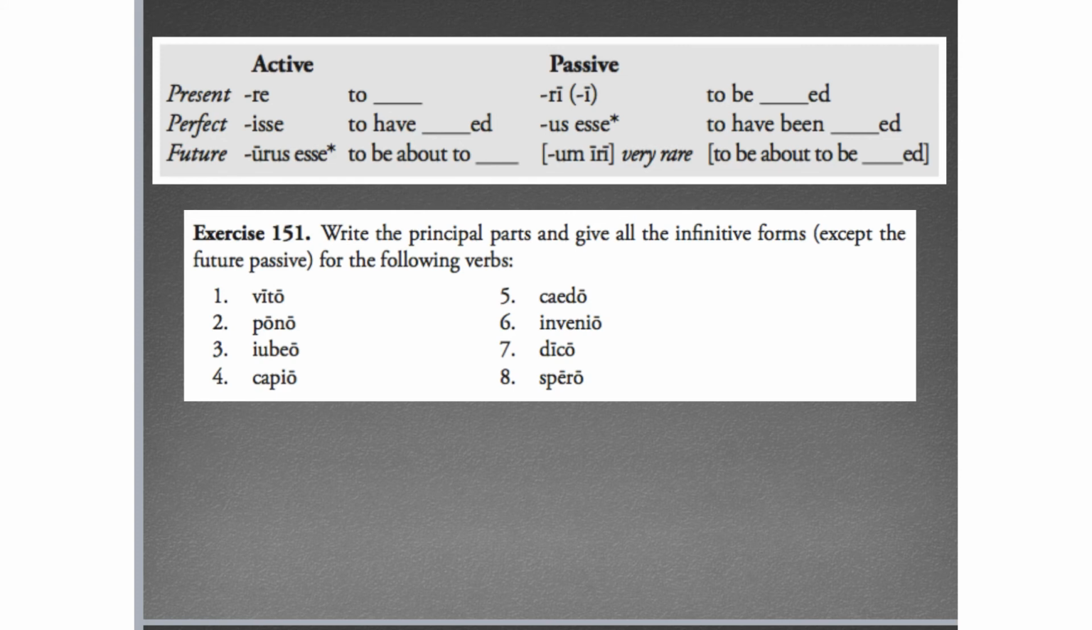All right. So at the top, and this is from your textbook, is just a collection, a summation of all the formations and translations of all of the infinitives. And then exercise 151 there: writing principal parts and giving all the infinitive forms, not the future passive, for those verbs. Writing the principal parts is useful because it makes sure that you know what principal parts each verb has, and then it forces you to use the correct one for the infinitive, whatever infinitive it's going to be.